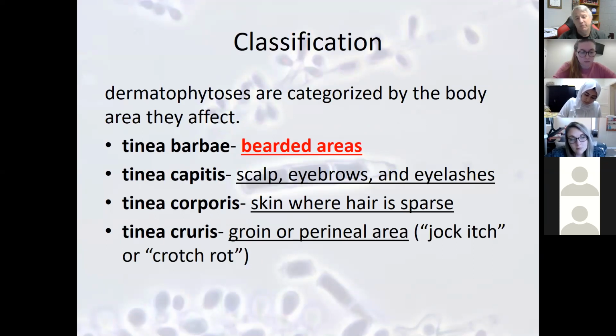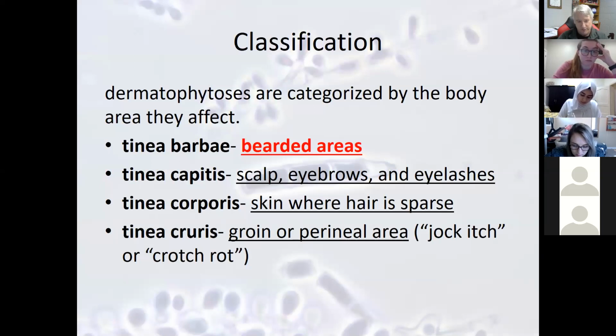Capitis: scalp, eyebrows, and eyelashes. Corporis: skin where hair is sparse. Cruris: groin, perineal area, jock itch, also a name that may be associated, and crotch rot.